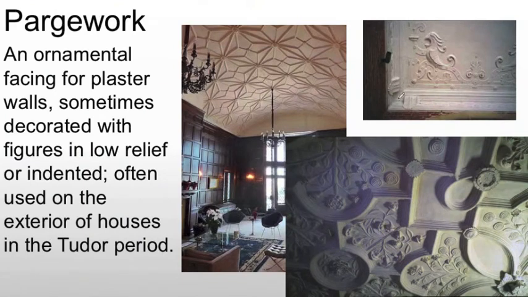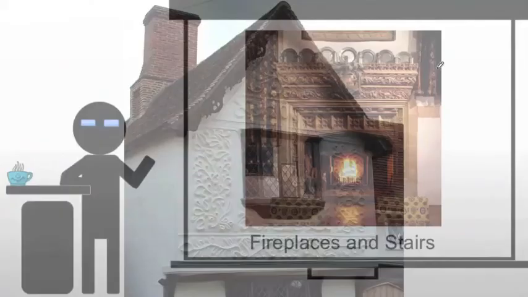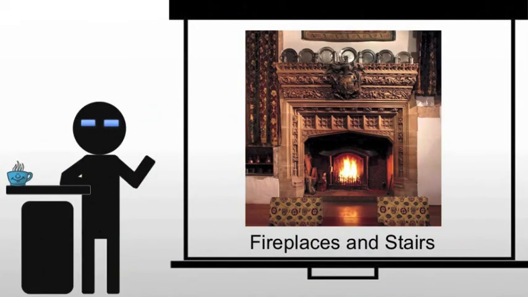Now, you can have raised parge work, as we see in these two examples, or recessed, as we see here. You can also see this on the exterior of the house, especially in Tudor England, where this will be on the outside, sort of showing off. Again, it's a show of status, like so many other things. When we get into fireplaces and stairs, things change again.